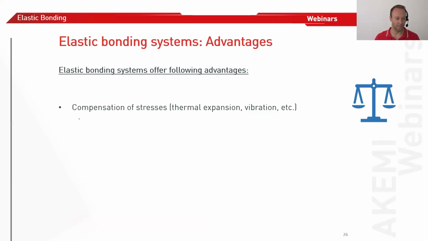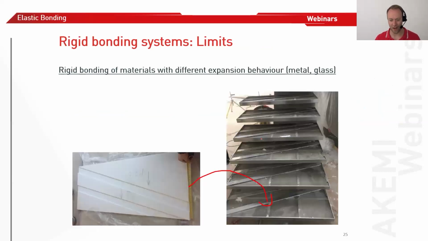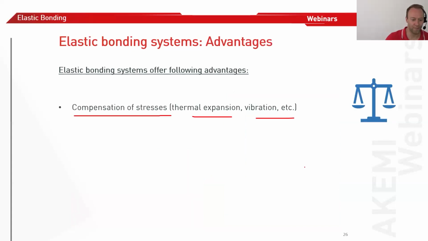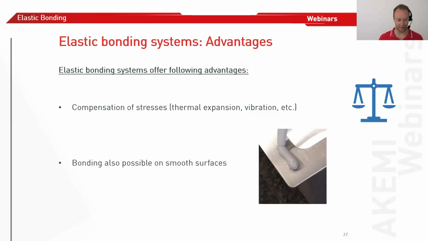So first of all, compensation of stresses like thermal expansion or vibration. Like we saw here in this stairway, you have the vibration. If someone is running up and down the stairway, you have maybe some heat impact. So the steel wants to expand, the marble will not move. So these stresses, expansions and vibration, the elastic bonding system will compensate.